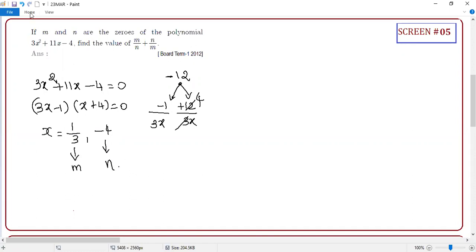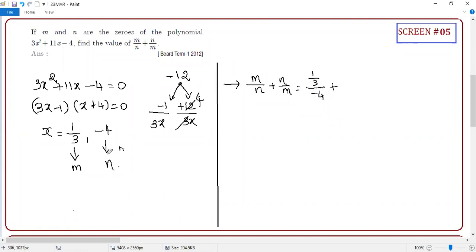Now you tell me m by n plus n by m. Is it okay to find? Yes or no? Yes, sir. So m by n plus n by m. What is the answer? M by n is what, student? M is 1 upon 3, n is minus 4. Sir, shall I take this as m and this as n? You can take anything. Okay, there is no condition. They didn't say anything like m is greater than n, correct or not? So in that case, you can take one as m, other as n.